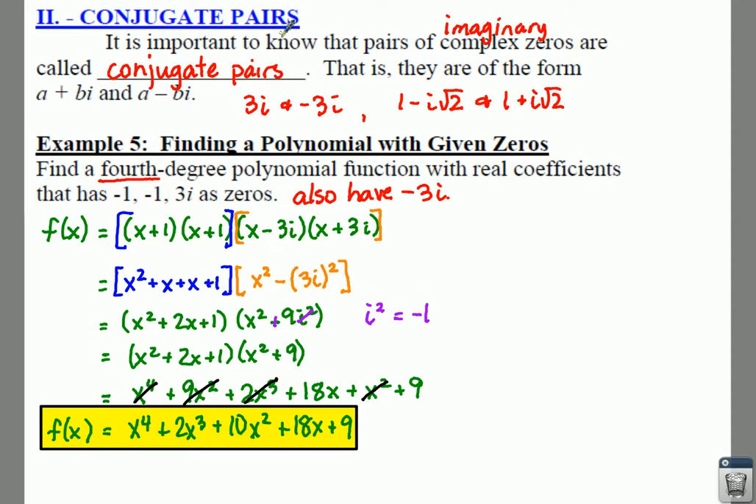And that's how you find a polynomial with your given zeros, especially whenever only one of them is given to you as an i. Remember, you should always have 2.